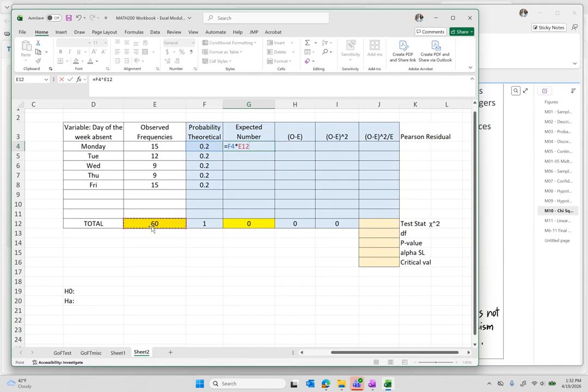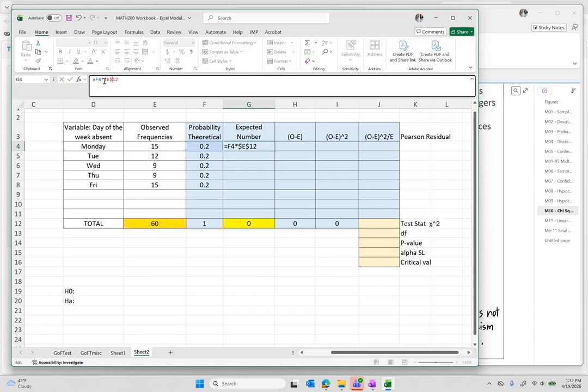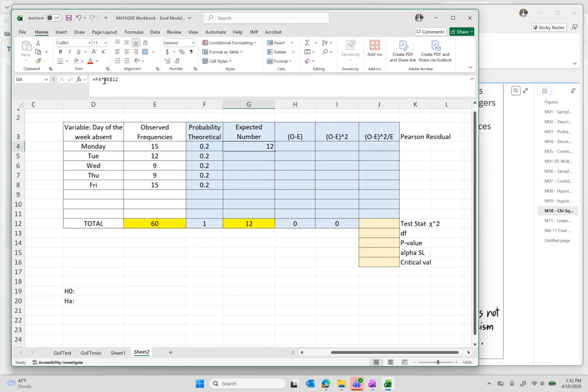The expected number is the theoretical proportion or theoretical probability times the total of the sample size. I do want, as I copy and paste this formula, for this total to always stay the same, 60. So I'm going to use here the dollar feature in Excel to keep that particular cell E12 the same all along. So I will just copy and paste. You see here that the 20% times 60 always gives me 12. 12 is 1/5 of 60.